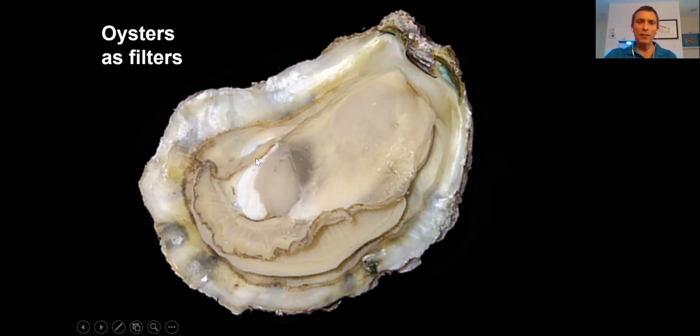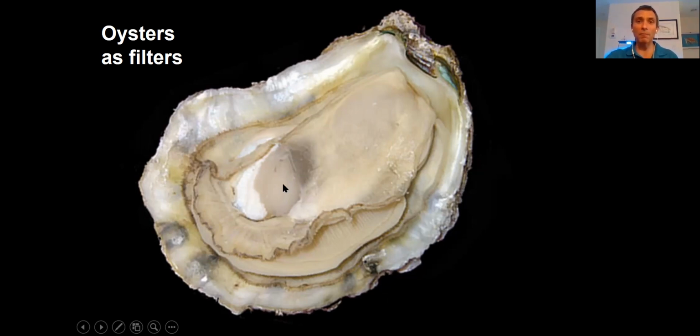Here, this white shape is the actual muscle that connects the top shell to the bottom shell. When you eat an oyster, you are eating everything in the oyster. You're eating the mantle, you're eating this muscle, you're eating the oyster's reproductive organs, their stomach, their intestines, their digestive tract. This is one of the reasons I don't really eat oysters.